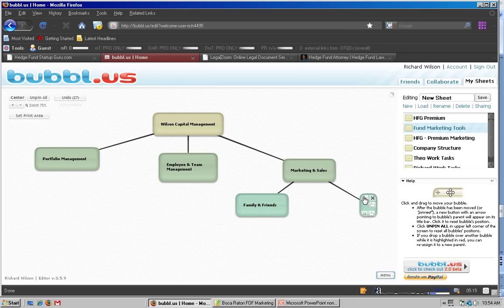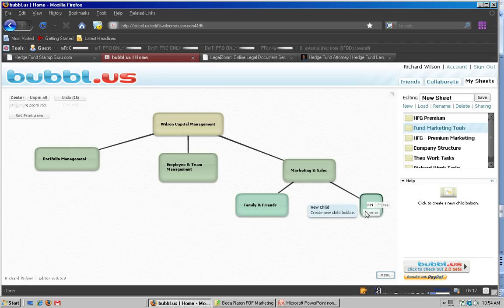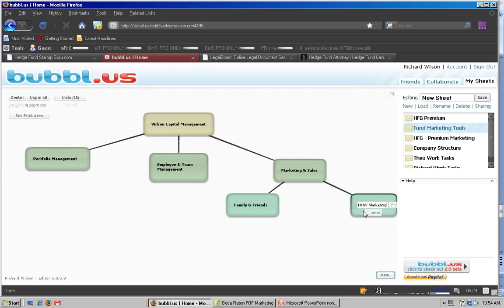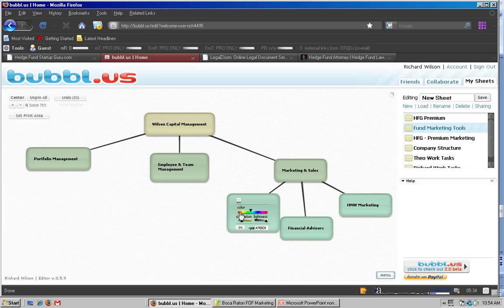And you might allocate equal amounts of time to these three different types of marketing: marketing to high net worth individuals, marketing to family and friends, and then perhaps marketing to local financial advisors. Usually, if they're different levels, I like to make them some sort of different color to make them easier to read.